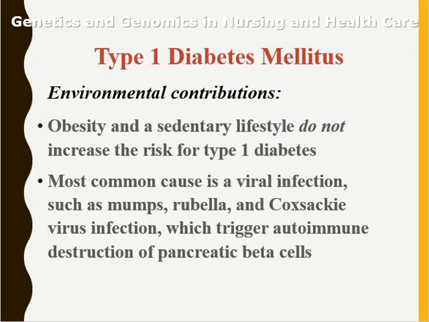But the most common trigger, as I've mentioned, for the development of diabetes type 1 is a viral infection, such as mumps, rubella, and the Coxsackie virus infection, which many children are exposed to. That triggers that autoimmune destruction of the pancreatic beta cells.